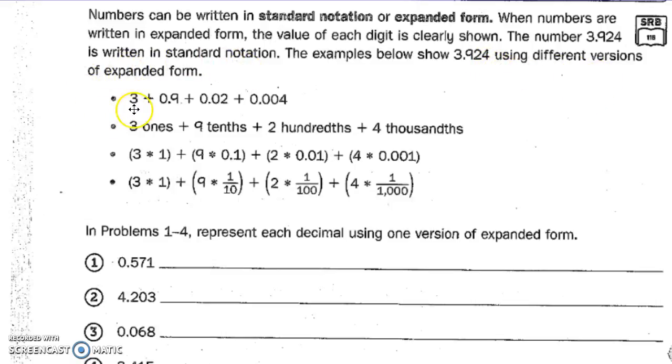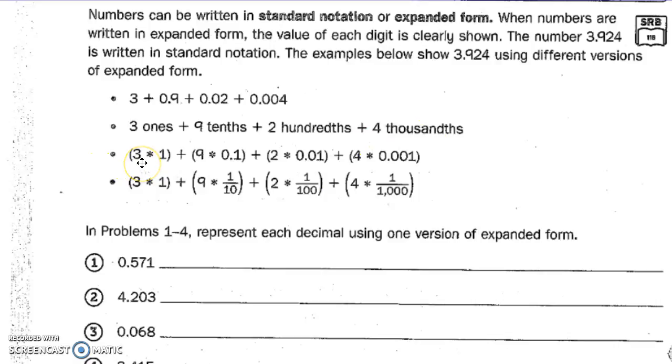So you can write out the value of each digit: 3 plus 9 tenths plus 2 hundredths plus 4 thousandths. Or you could write it in number and word notation. Notice it's in number and word: 3 ones, 9 tenths. The digit is written as a number. The place value is written as a word. 9 tenths, 2 hundredths, 4 thousandths.